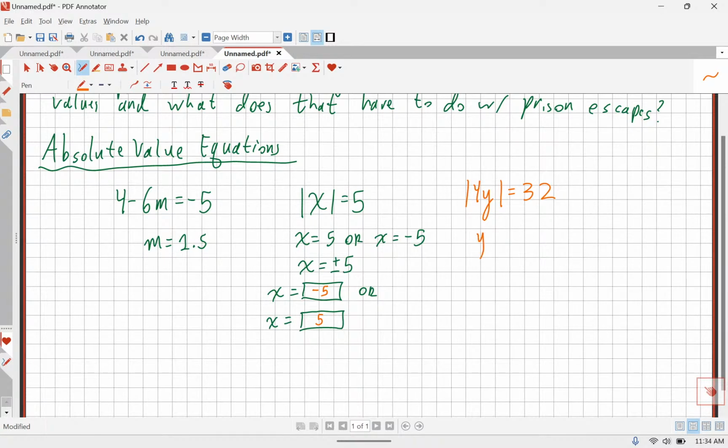Very good. So y equals 8 or y equals negative 8. You could also do y equals plus or minus 8. Which one's going to go in the first box on Canvas? It's going to be the negative 8. Very good. Okay, I got another one.